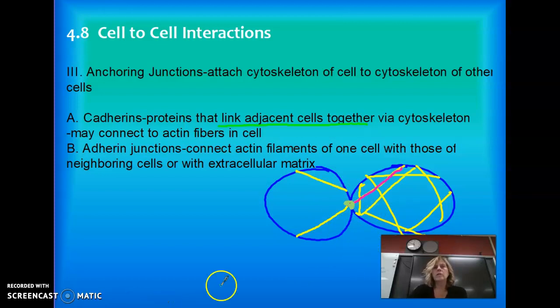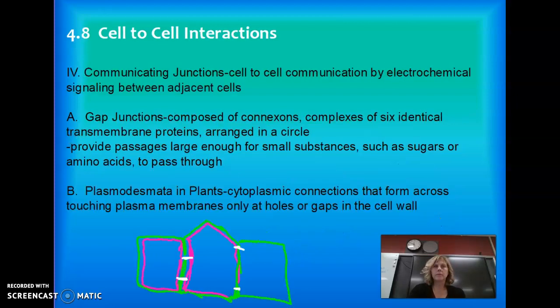And then adherent junctions connect those actin filaments of one cell to those of neighboring cells, or with some sort of matrix that might be on the outside of the cell. So maybe there's some matrix out here for some reason that also needs to be attached to this cell. That also might be connected at these anchoring junctions, an adherent junction.